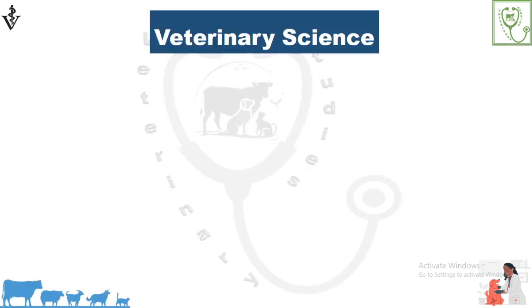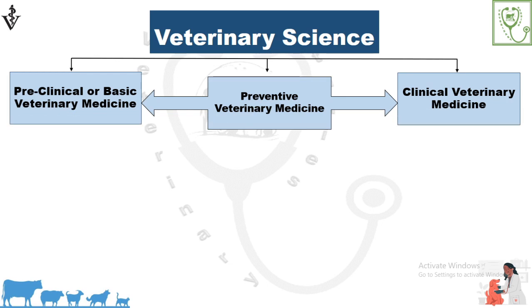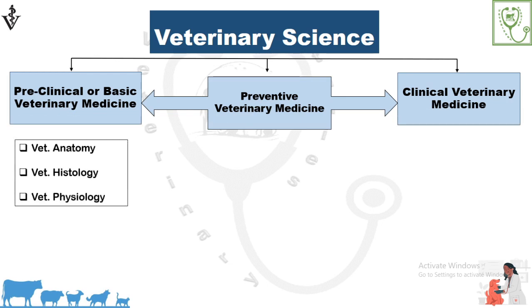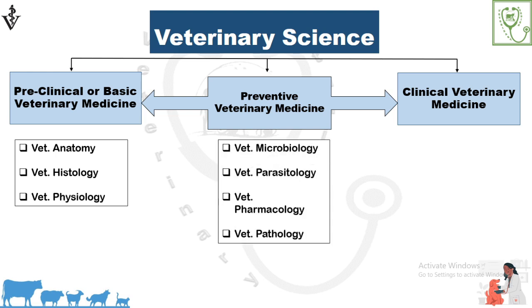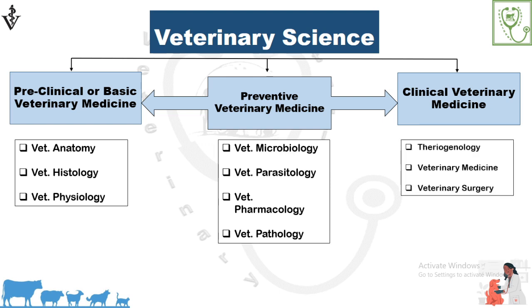As we have discussed in our last lecture, veterinary sciences is subdivided into three branches. Number one, preclinical or basic veterinary medicine, which includes veterinary anatomy, veterinary histology, and veterinary physiology. The second one is preventive veterinary medicine, and it includes veterinary microbiology, veterinary parasitology, veterinary pharmacology, and veterinary pathology. The third one is clinical veterinary medicine. It includes theriogenology, veterinary medicine, and veterinary surgery.